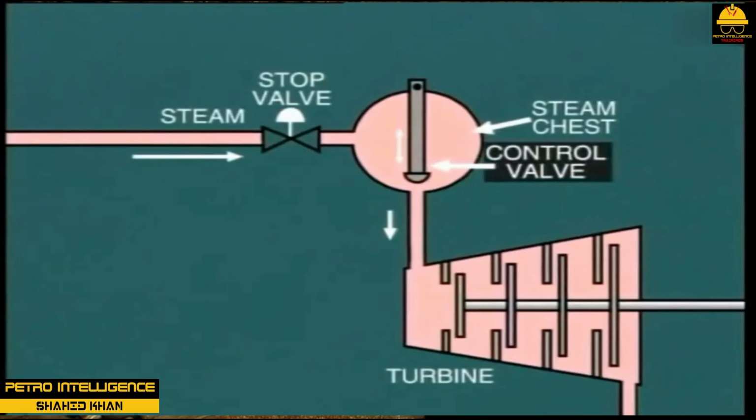The governor valve is a corrosion-resistant valve used to regulate steam flow into a steam turbine. An inlet block valve, the throttle valve, outside the steam chest lets steam enter the turbine steam chest.